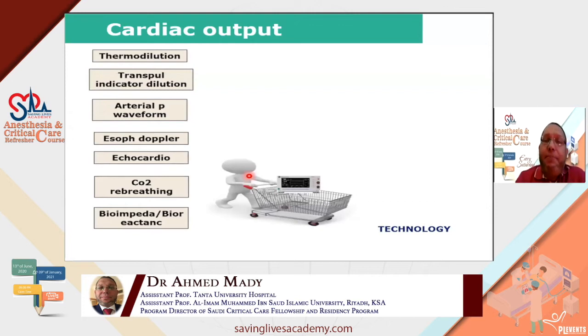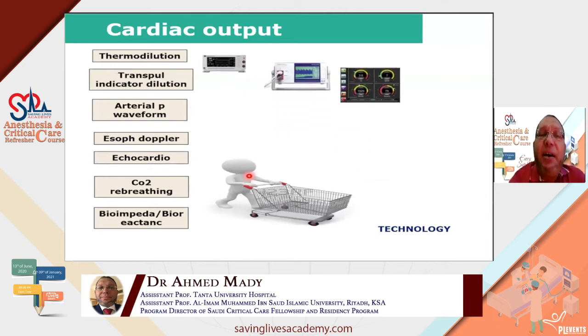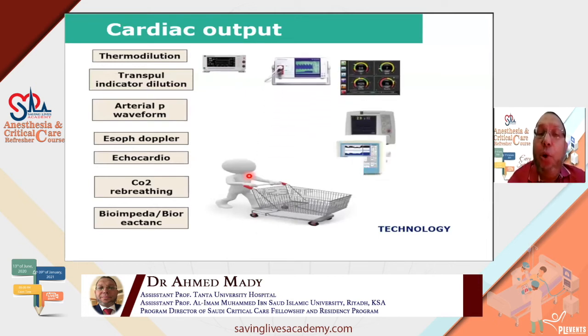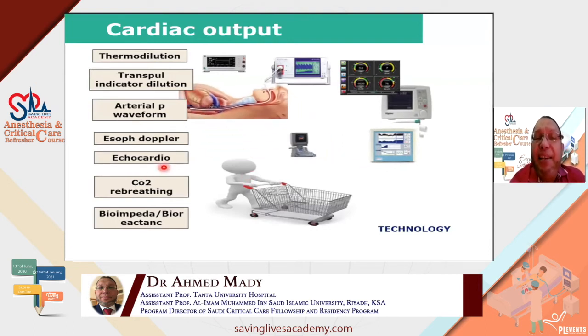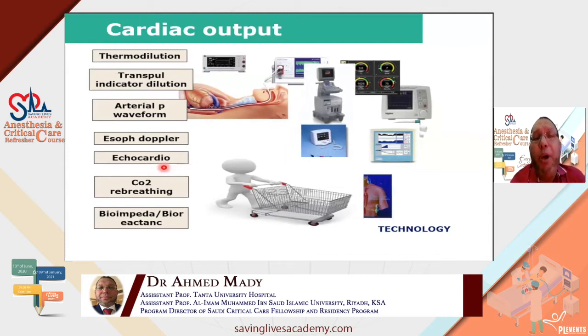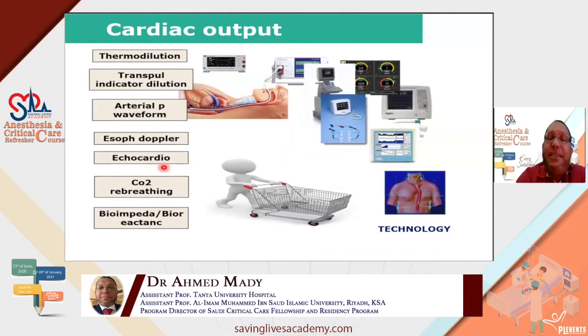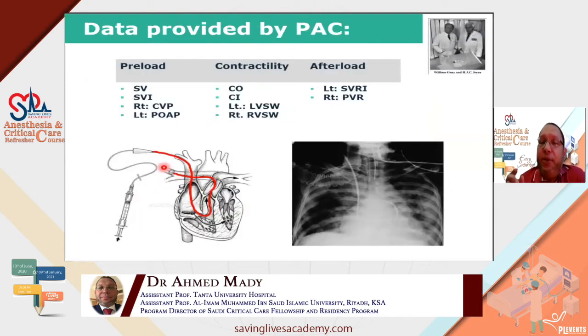We have many concepts or technologies behind the estimation of the cardiac output, like thermodilution, the first one, used by the Swan-Ganz. After that came transpulmonary indicator dilution and arterial pressure waveform interpretation, which can give you a clue about the cardiac output. Then esophageal Doppler, echo, carbon dioxide rebreathing depending on the Fick principle, or bioimpedance and bioreactance, which is the least invasive maneuver to measure the cardiac output. So much technology is coming. The first one and the gold standard, and highly invasive, is the pulmonary artery catheter.